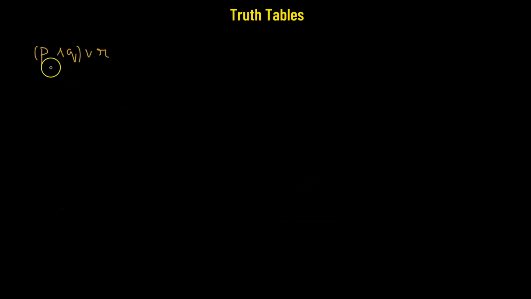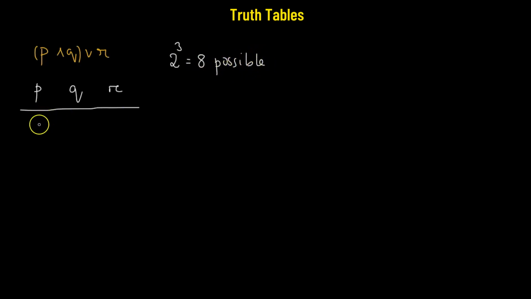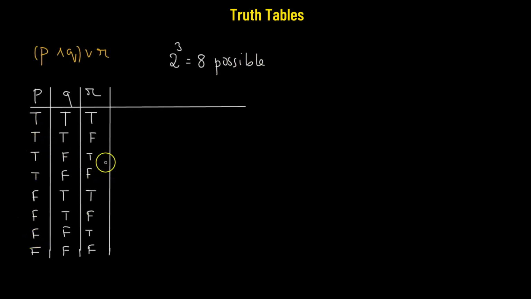In this problem, we have 3 substatements P, Q, and R. We have to construct a truth table for this compound statement: the conjunction between P and Q, and this is in disjunction with R. Let's start by listing out all the possible values of P, Q, and R. Since we have 3 statements, there will be 8 possibilities. This is generally counted as follows: since we could have only 2 possibilities, either true or false, it will be 2 raised to the power of the number of substatements. Since there are 3 substatements, there will be 8 possible truth values. Here I've listed all the 8 possibilities.